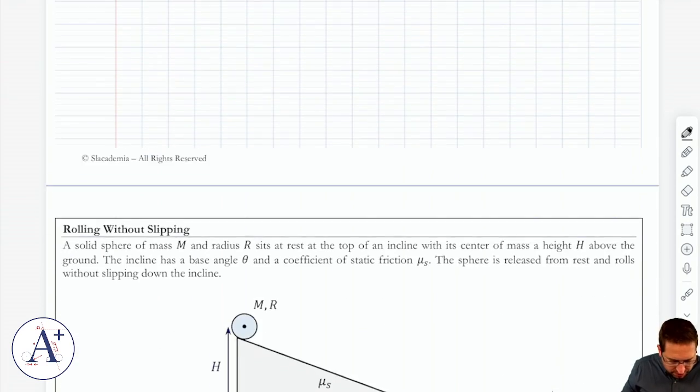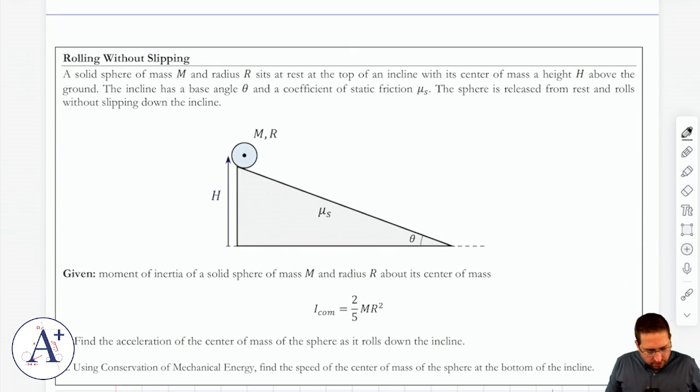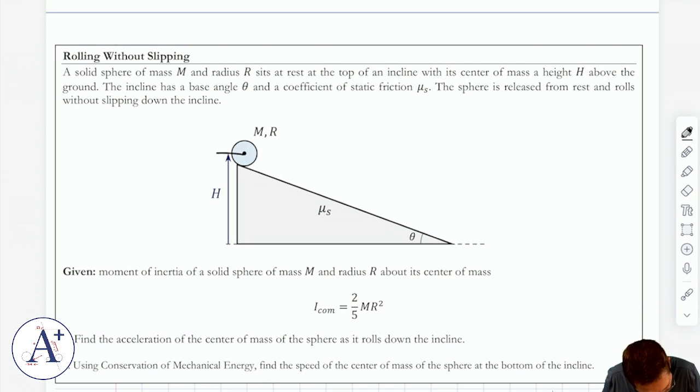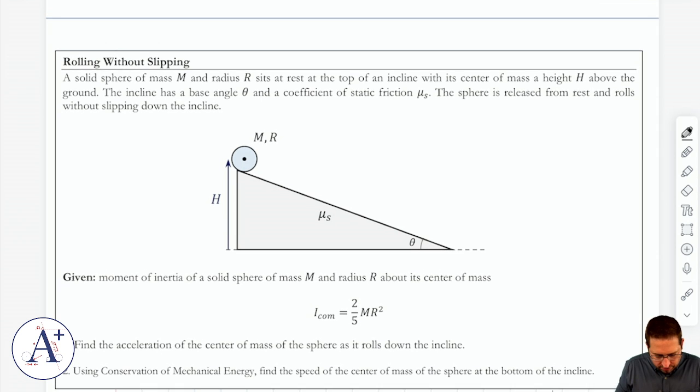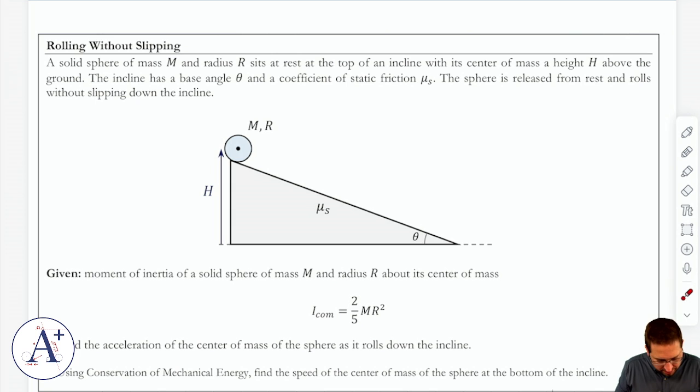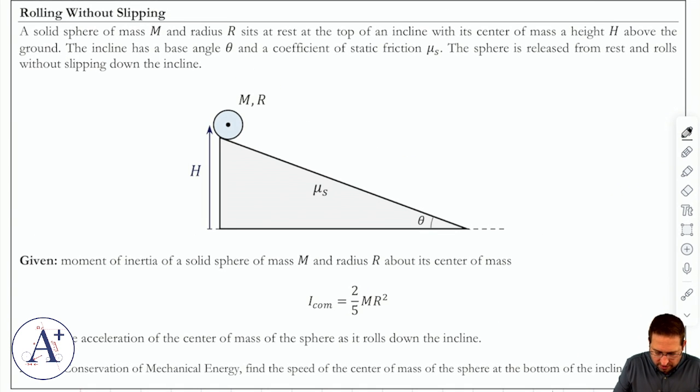Okay, so the problem in question is the following. We have a solid sphere, and we have the moment of inertia about its center of mass that's given, that is at rest at the top of an incline, and its center of mass is a height h above the ground. And we have an angle theta at the base of the incline, and coefficient of static friction mu s between the sphere and the incline. Now it turns out we need static friction so that the contact point does not slip. So that's a bit of a weird one where the only way you get rolling without slipping is if you get static friction that is sufficient to keep the contact point from slipping down the incline.